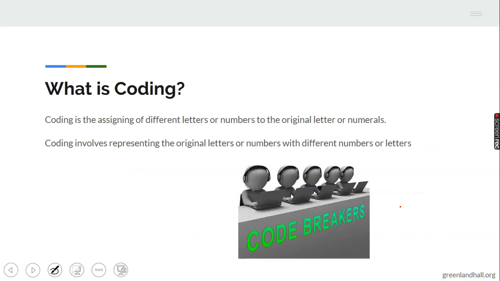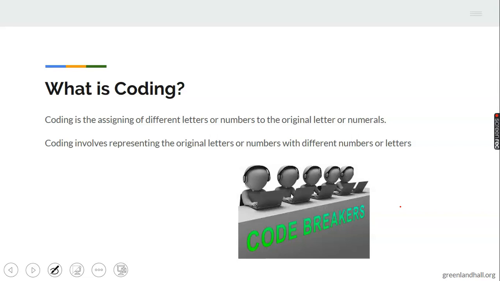Now, let's go quickly. What is coding? Like I said, the topic is very, very simple, and we may not be spending too much time on it as long as you pay close attention to my explanation. Now, what is coding? Coding is the assigning of different letters or numbers to the original letter or numeral. So that's coding. It involves representing the original letters or numbers with different numbers or letters. It's still the same thing. That's what coding is all about.